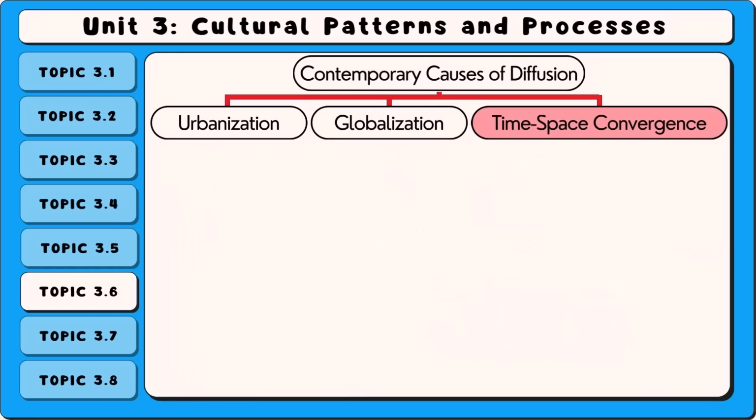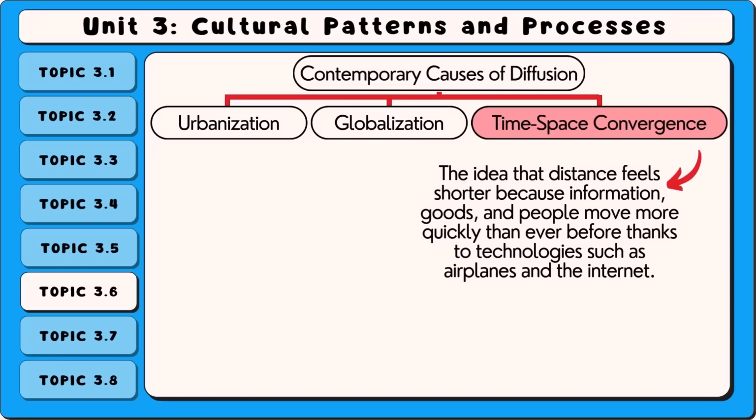For this lesson on the contemporary causes of cultural diffusion, the AP Human Geography curriculum also requires that we zoom in on a concept known as time-space convergence. Time-space convergence refers to the idea that distance feels shorter because information, goods, and people move more quickly than ever before thanks to technologies such as airplanes and the internet. What once took weeks or months to spread can now happen in seconds.